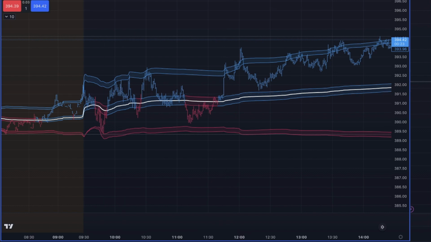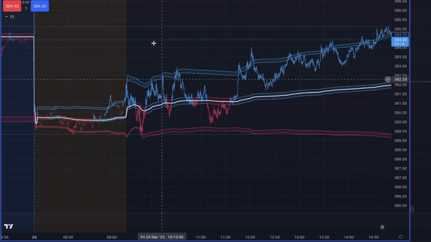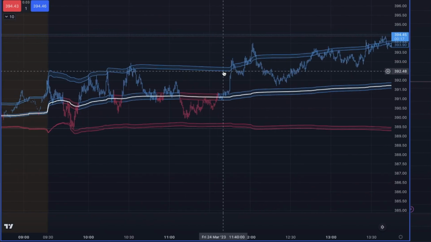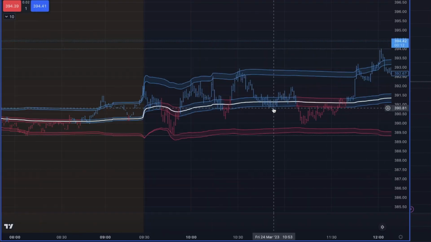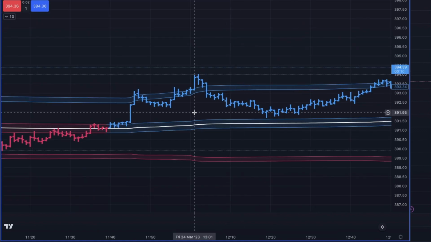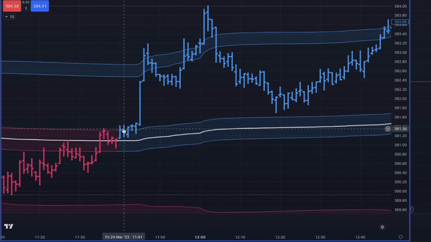You can even go on the 5, sometimes I even look at the 30-second time frame. As we can see over here, let's go back to the 1 minute time frame. You can see the entry for this call would have been right around here. I would have entered into this call probably right around here at 391.6 on the 1 minute time frame.